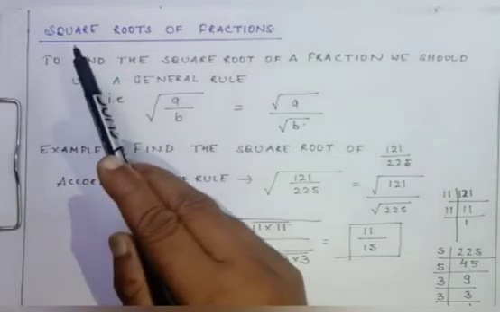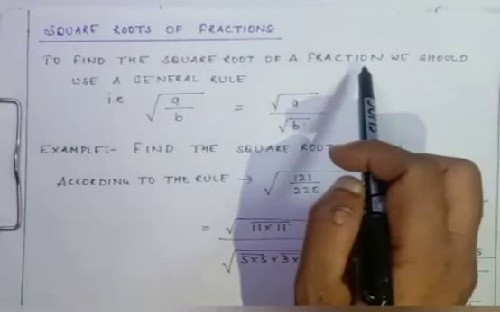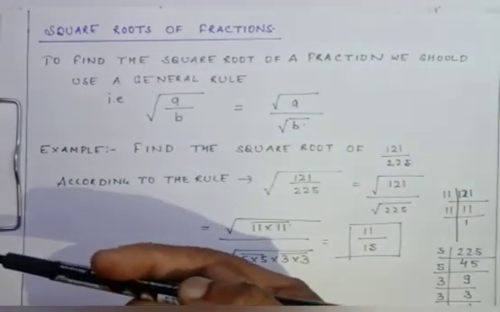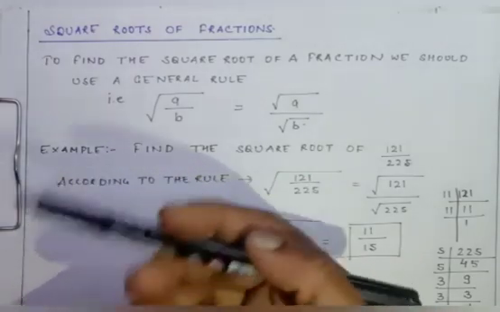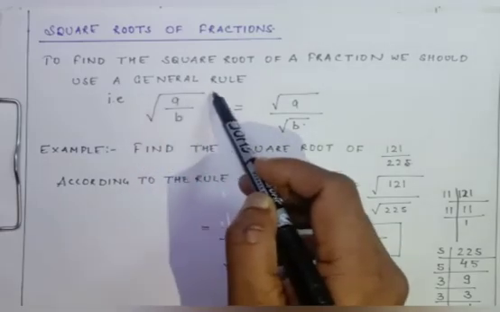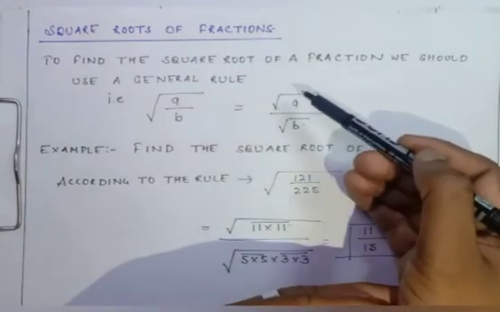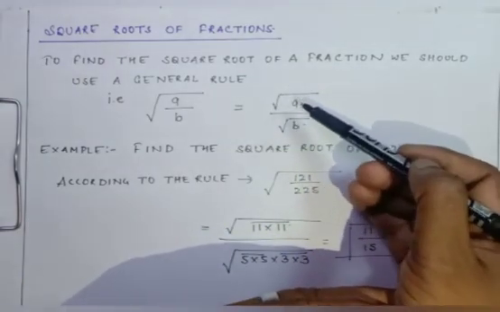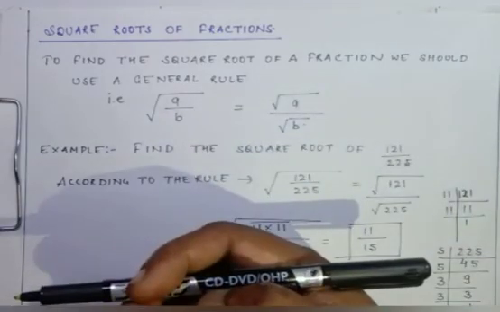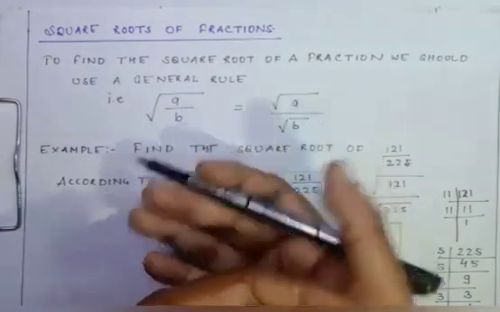Let us start with another topic, that is square roots of fractions. To find the square root of a fraction, we should use a general rule. What is the rule? Whatever number whose square root we are going to find, first of all we place it under the square root. After that, we separately put both the numerator as well as the denominator inside the square root. And after that, we find the prime factors of those numbers.